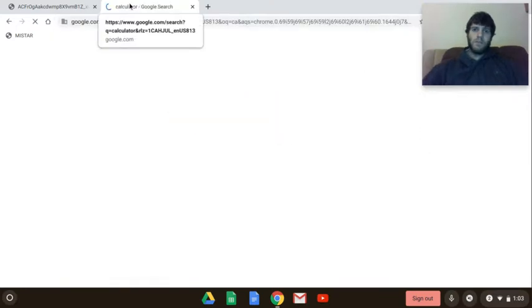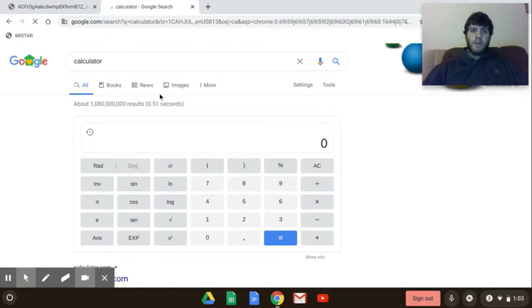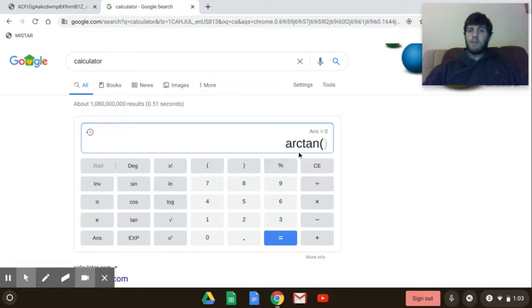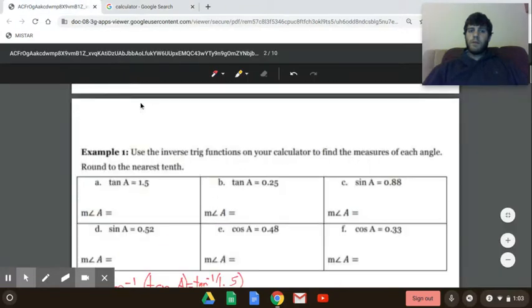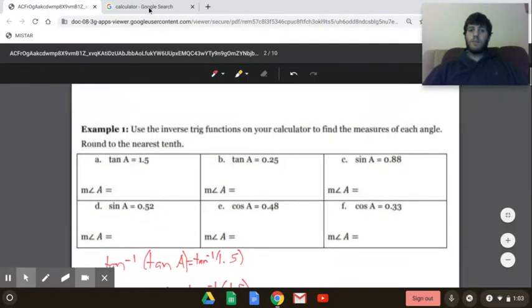We'll just use the Google calculator. On this calculator, and it might be different depending on what you're using, here we have the inverse button. First, we're going to make sure we're in degrees. Then we click the inverse button, and we want inverse tangent. Arctan is the same as inverse tangent of 1.5. We hit enter, and it tells us 56.3. We could do 2 decimal places, 56.31, but the directions say to the nearest tenth, so they just want 1 decimal place, so 56.3.